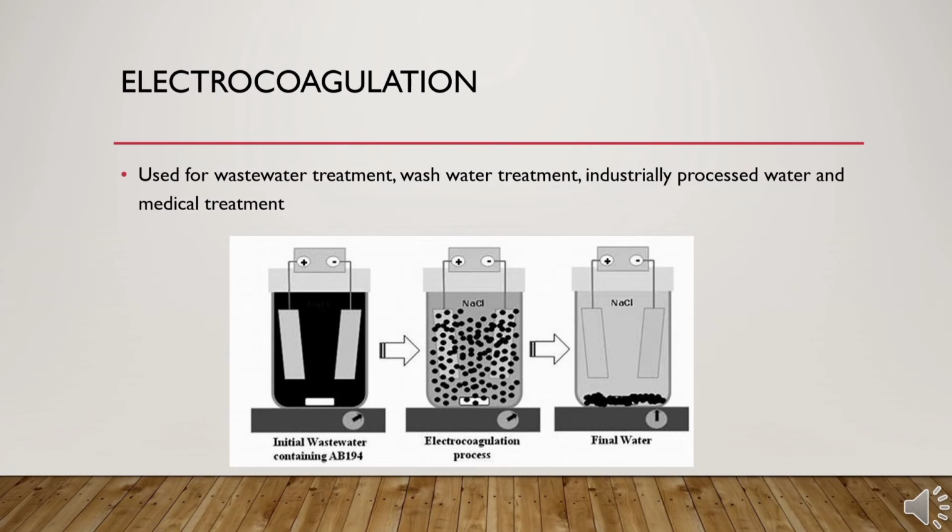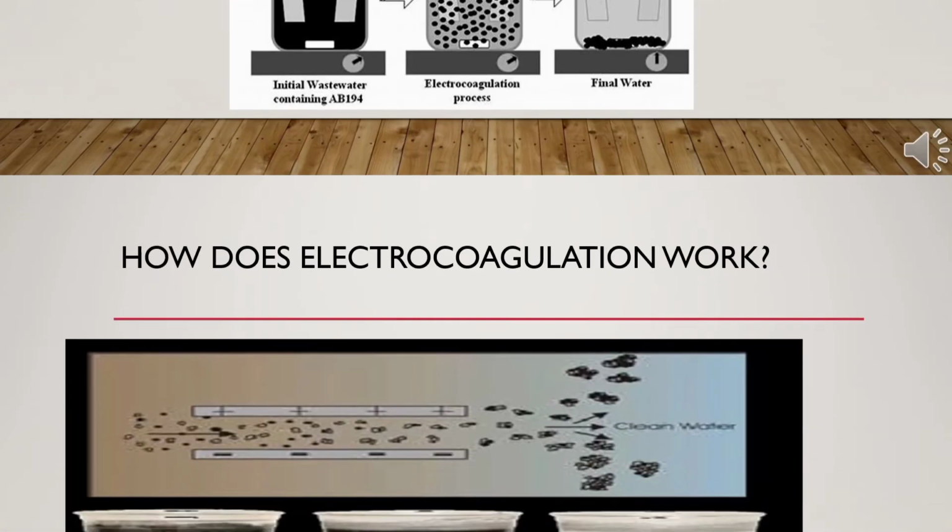Electrocoagulation is a third technique that we take a look at amongst the new techniques of water treatment, and it is used for wastewater treatment, wash water treatment, industrially processed water, and medical treatments. It has rapidly grown due to its ability to remove contaminants that are generally more difficult to remove by filtration or chemical treatment systems, such as emulsified oils, petroleums, refractory organics, suspended solids, and heavy metals.